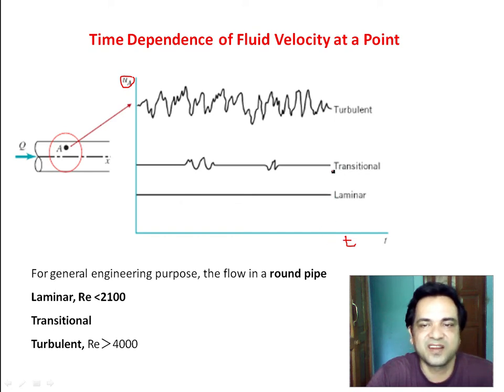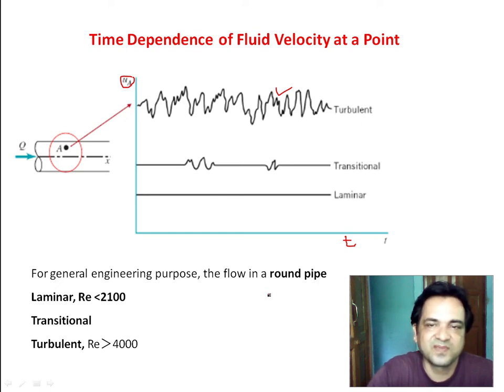But in case of a transitional flow, for some time it remains constant, then it deviates a little, changes, then again remains constant. But in case of a turbulent flow, the velocity is completely changing with respect to time. Completely randomly it's changing. Sometimes less, sometimes a little more. So randomly velocity variation with respect to time in case of a turbulent flow.